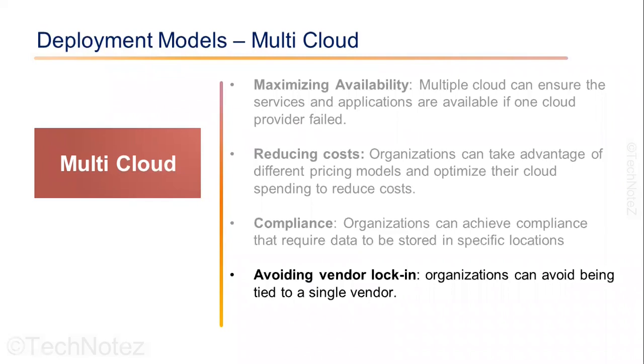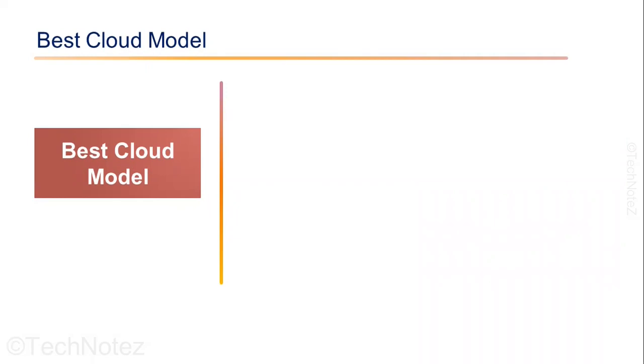Avoiding vendor lock-in. By using multiple cloud providers, organizations can avoid being tied to a single vendor and can choose the best cloud services for each workload. So we talked about different cloud models. You can take the decision on what deployment model is suitable for your organization based on your business requirements. The best cloud model for an organization depends on its specific needs, requirements, and resources.